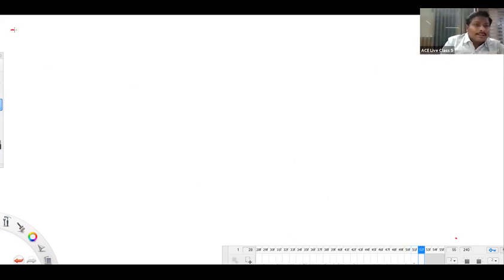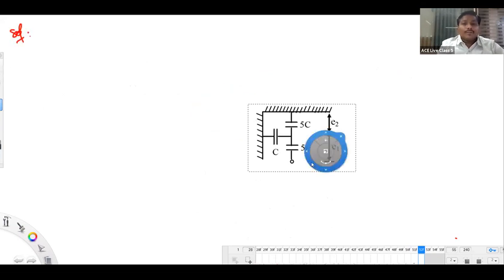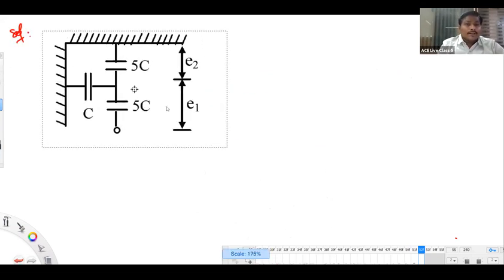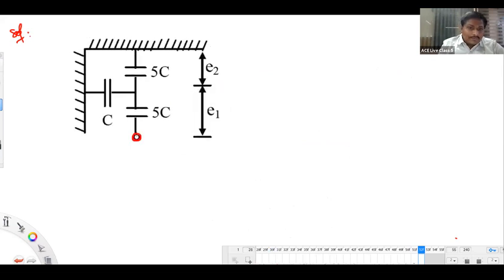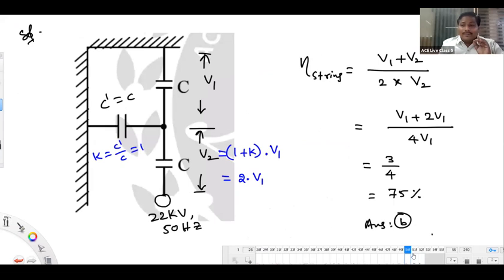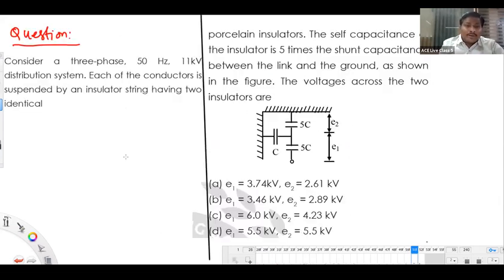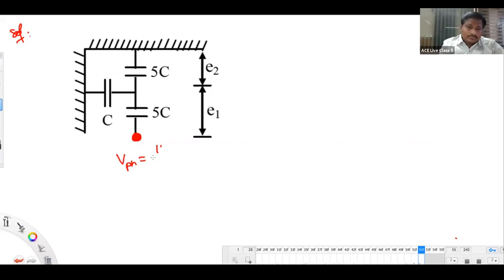So let's take the solution first. Can you please tell me what is the conductor operating voltage? 11 kV is the line to line voltage, so the conductor operating voltage is the phase voltage, 11 kV by root 3, which comes to 6.35 kilovolts. Okay, simple.